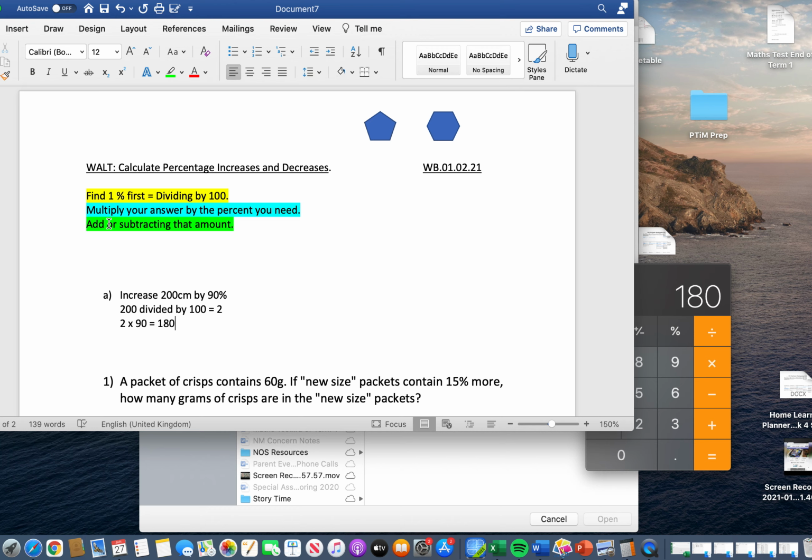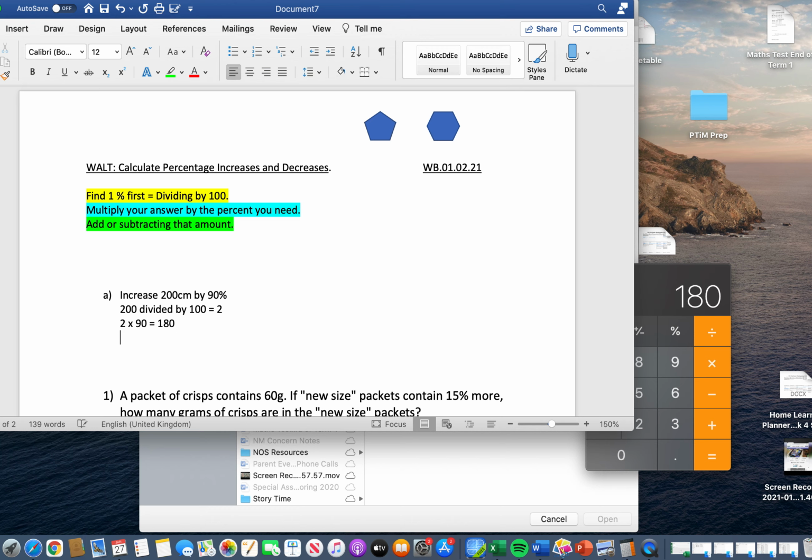And now my last step, add or subtract that amount. Because we say increase, we're adding. So it's 200, add 180. Which again, you can do in your head. 380. So those are your 3 steps. First, you find 1% by dividing by 100. And as I said, there are other methods, but this is the method I'm asking you to try if you don't know any other ways.